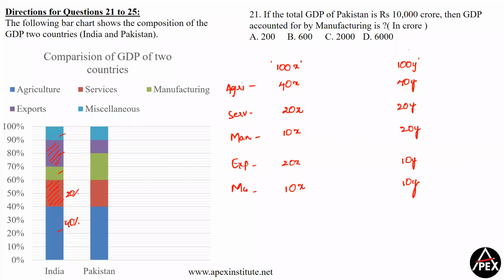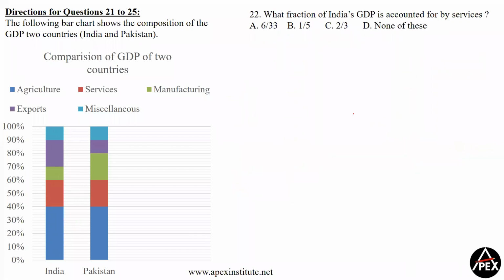Now, if the total GDP of Pakistan is 10,000 crores, so this 100y is 10,000 crores, then GDP accounted for manufacturing. So out of this 100y, 20%, 20y is accounted for manufacturing. So, okay, so if the total amount is 10,000 crores, so what is 20% of this 10,000 crores? 2,000, isn't it? So if the total GDP is 10,000 crores, 2,000 crores are accounted for manufacturing. Perfect. Okay, straightforward question.